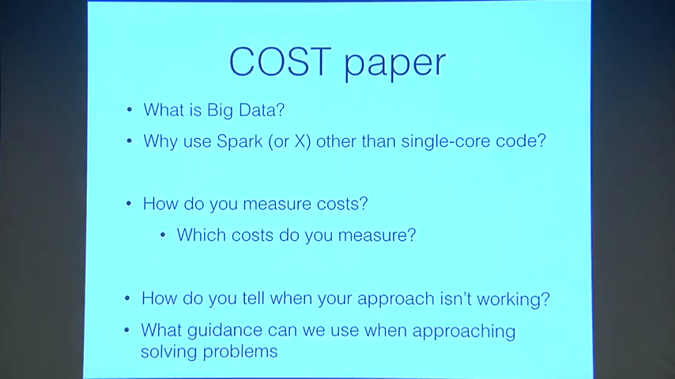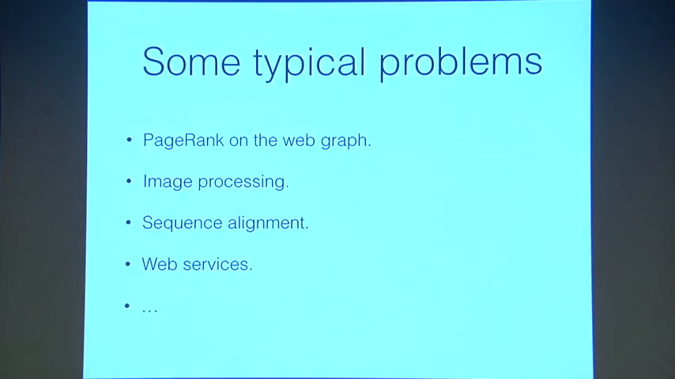What guidance can we use? This is a bunch of ideas. What can we sort of use? Some typical problems that we might do: PageRank on the web graph. Where are you going to do this? Which model are you going to use? The web graph is big. It's really big. You have to do this in MapReduce or Spark or Google's Dataflow, whatever it's called. You have to do this on multiple computers.